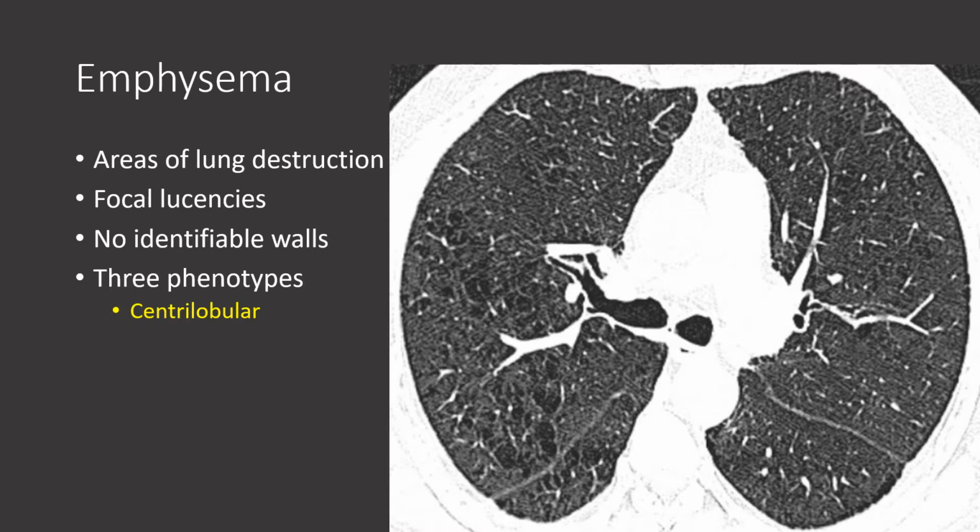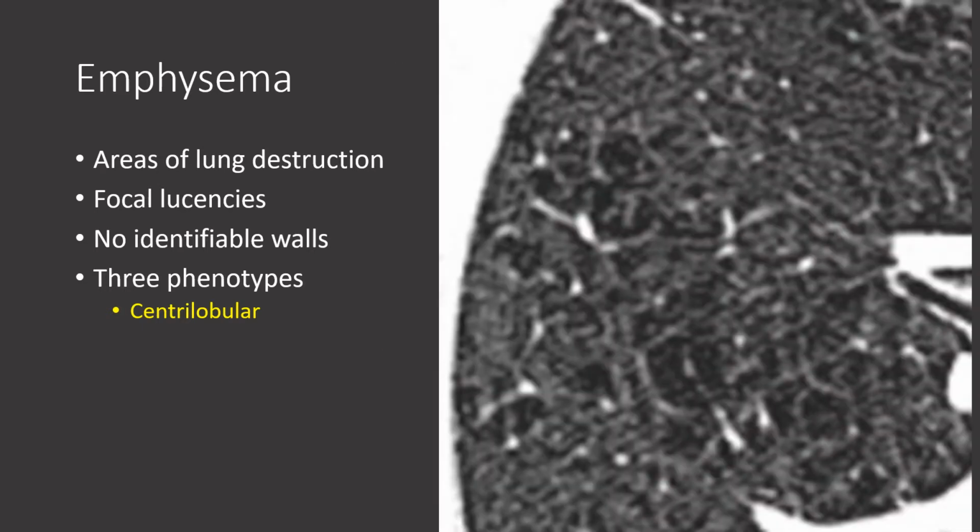Let's zoom in on a particular area for a closer look. Notice how there are small black dots or lucencies within the lung parenchyma. This represents areas of lung destruction, emphysema, identified by these black circles. This pattern of small lucencies occupying the central aspects of the secondary pulmonary lobule is known as central-lobular emphysema. This is most commonly seen in the upper lobes and is classically associated with smoking.